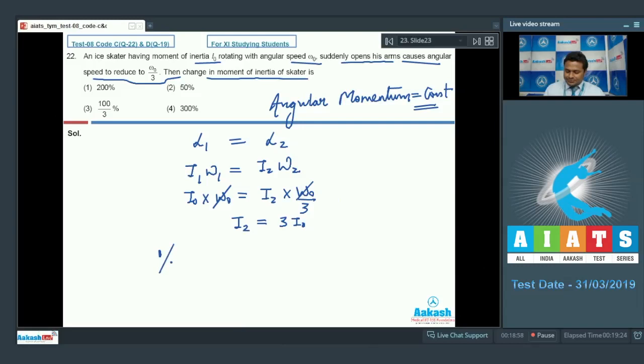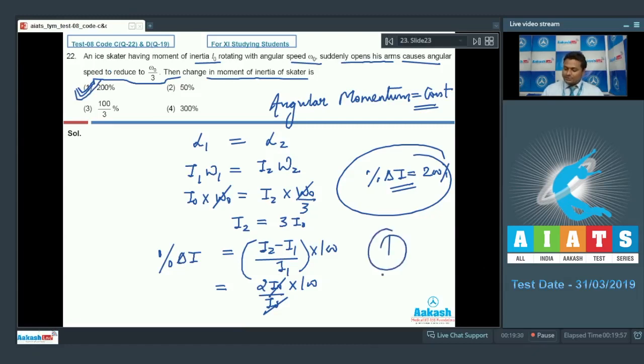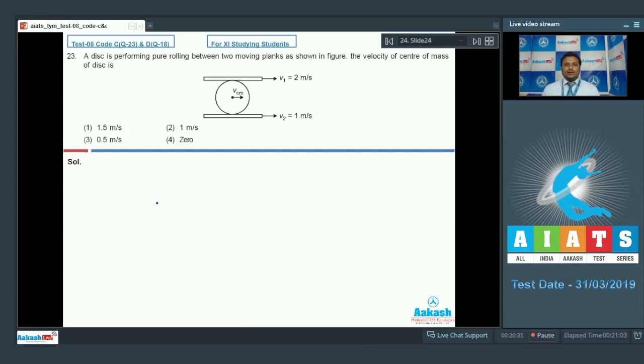So percentage change in moment of inertia will be what? I2 minus I1 whole divided by I1 multiplied by 100 gets you 3I0 minus I0, that is 2I0, divided by I0 multiplied by 100. So percentage change in moment of inertia is what? 200%. So after looking at the options, we can say that option number 1 is absolutely correct. So we will go with option number 1 only. Now let us proceed to the next question, that is number 23. So here is question number 23, everyone.